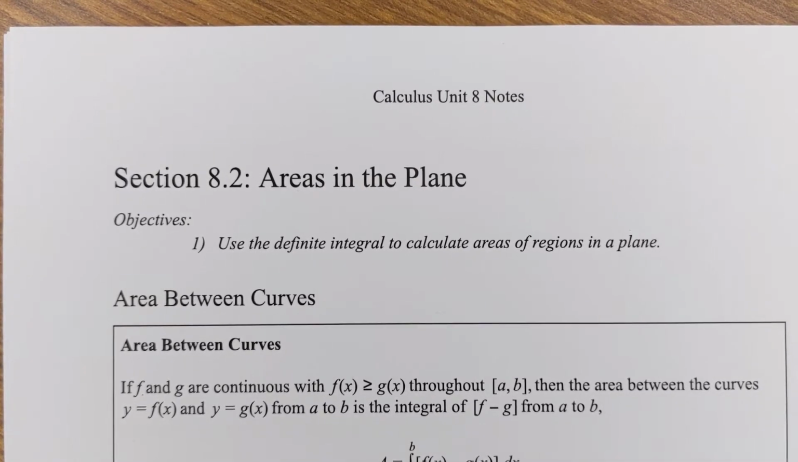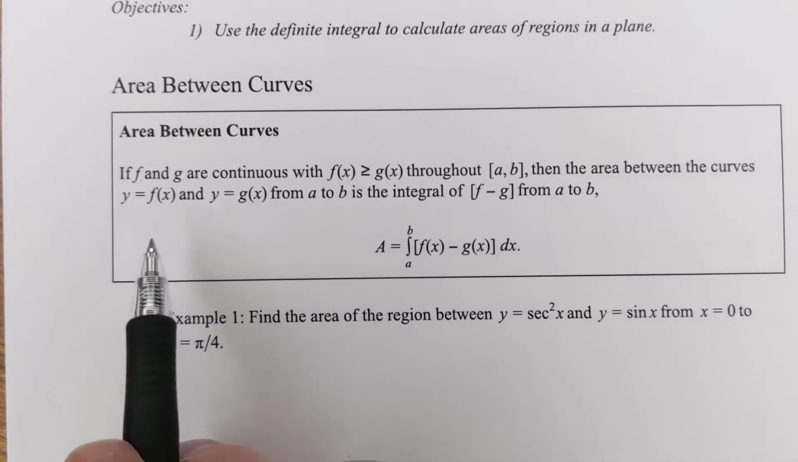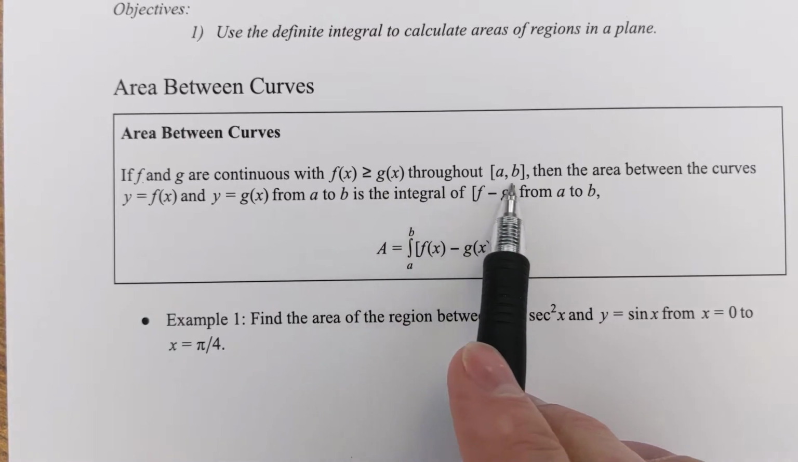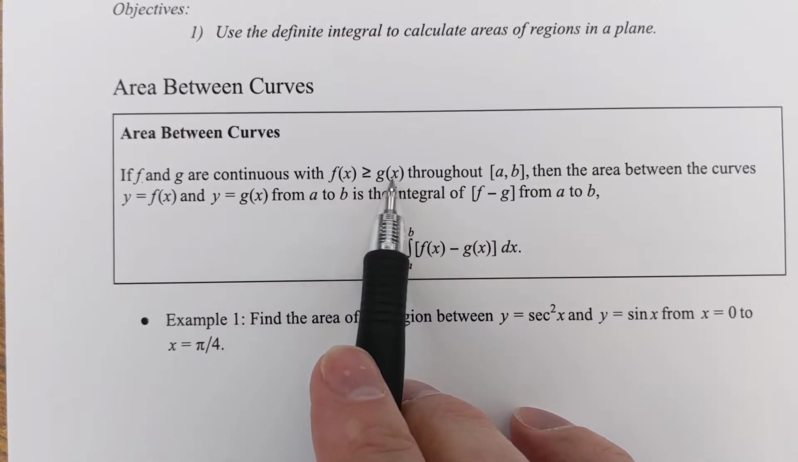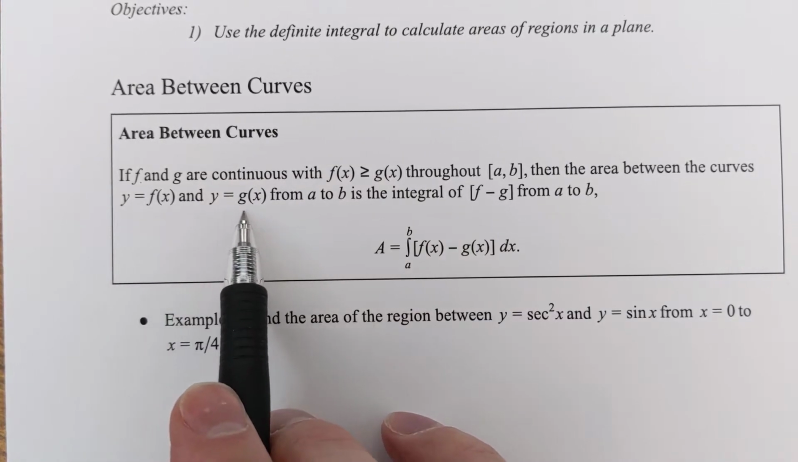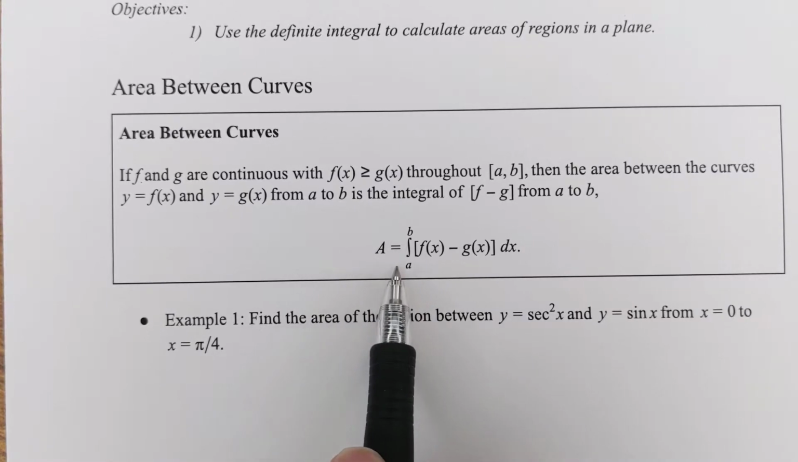All right, here are the notes for section A2, which deals with areas in the plane. So we start with the area between two curves. If f and g are continuous functions with f of x greater than g of x throughout the interval, which means if you look at the graphs, f is always above g, then the area between the curves y equals f of x and y equals g of x from a to b is the integral of f minus g from a to b.